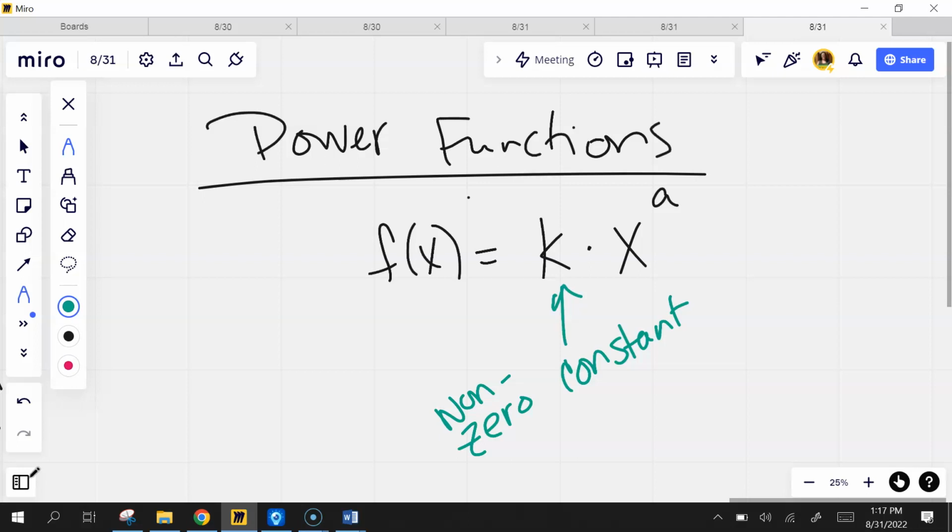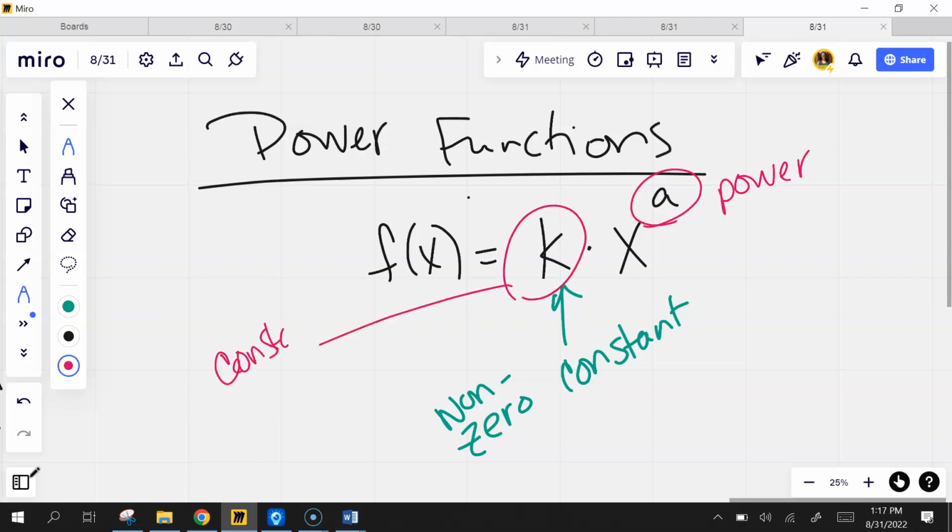F of x is a power function if you can write it in this form. Okay, the a is the power, hence why it is called a power function, and k is what we call our constant of variation. It's a constant number, but we call it a constant of variation.